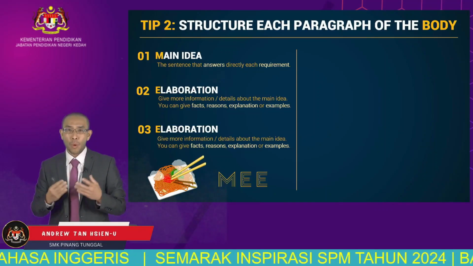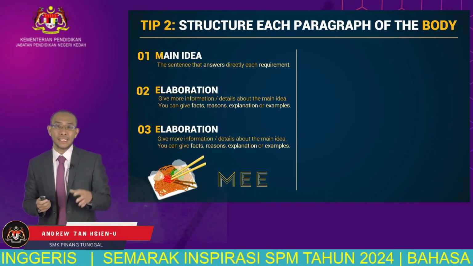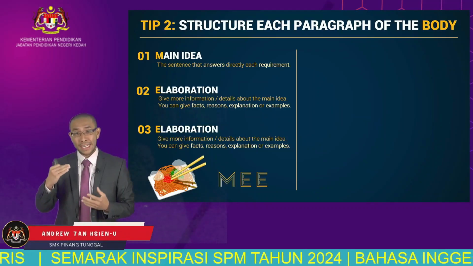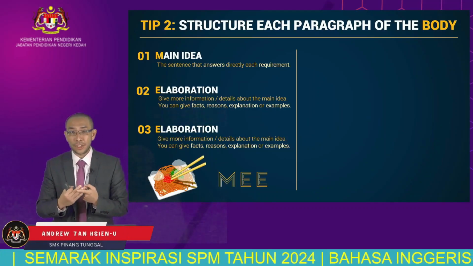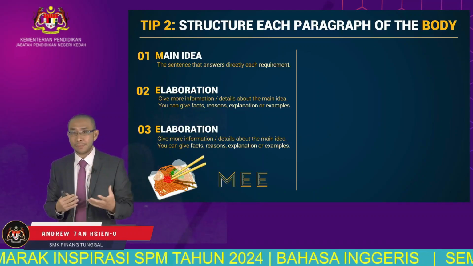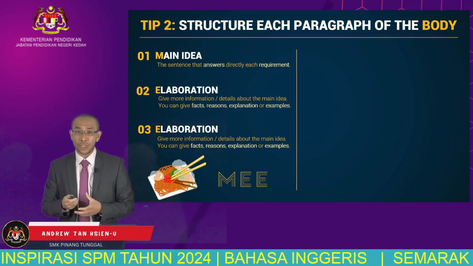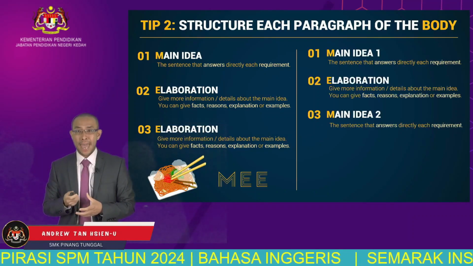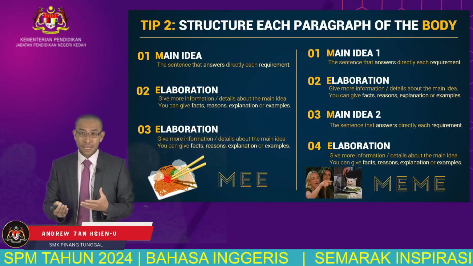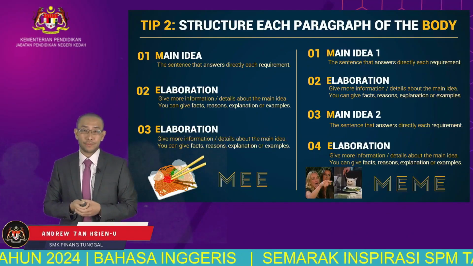You start with a main idea, followed by 2 elaborations. All right, what is the main idea here? The main idea is actually the sentence that answers directly each requirement. All right, and then it is followed by the elaboration, where you give more information about the main idea, and you can give facts, reasons, explanations, or examples. All right, the second structure is MEME, M-E-M-E. Okay, so the same thing, you have 2 main ideas and 1 elaboration for each.